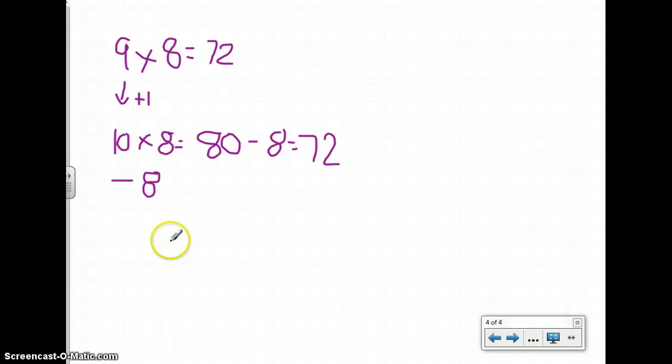And don't forget, when you're using changing the equation, you can either round a number up to make the problem easier, or you can round the number down to make the problem easier. It just depends on where your numbers are at. Good luck on using our changing the equation strategy this week.